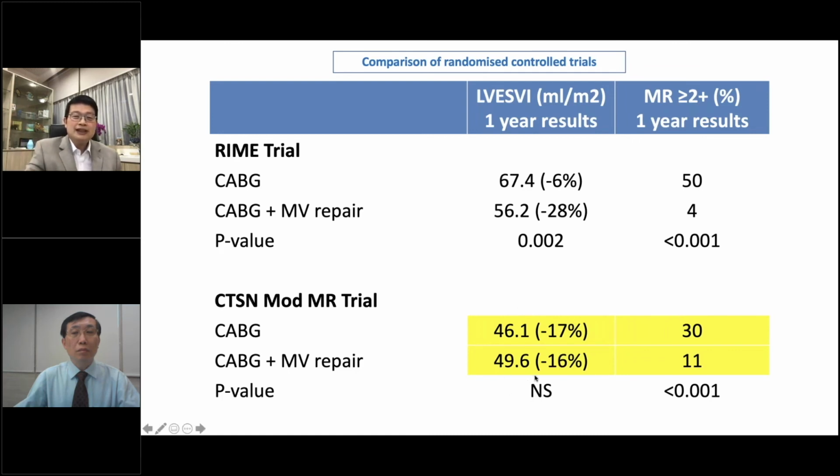So in this study, they did not show any difference between CABG alone or CABG plus mitral valve repair in terms of LV volumes. And so we know now that if the LV is viable in the presence of moderate ischemic MR, it's probably quite safe to leave the mitral valve alone and just to revascularize the coronary arteries.